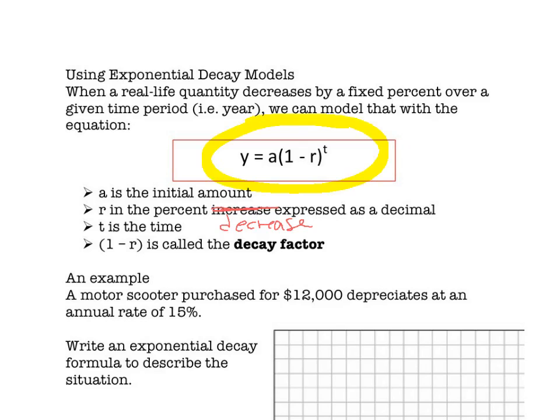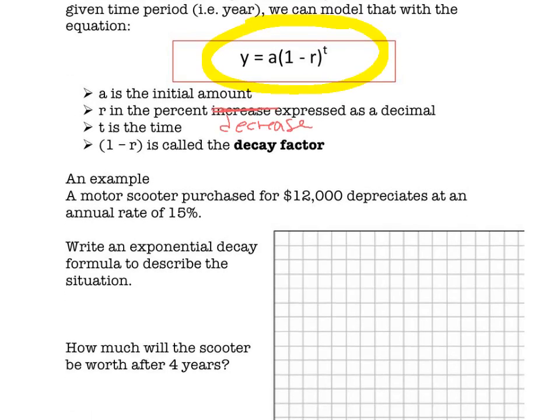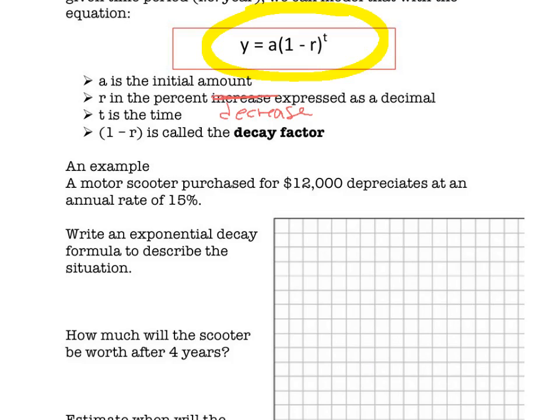So in this example, A is going to be $12,000, the initial start value. 1 minus R, we're talking about an annual decrease of 15%. So I want to write that as a decimal, so 15/100th, and to any time t power. And I want to simplify that to 12,000 times 85/100th raised to the t power.